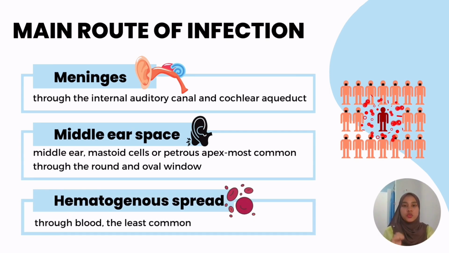Now, infection usually occurs by one of three routes. The first one is the meninges, which is through the internal auditory canal and cochlear aqueduct. The second one is the middle ear space, which is the extension of the infection from the middle ear, mastoid cells or petrous apex, most commonly through the round and oval windows. The third one is hematogenous spread, which is through the blood, and this is the least common route of infection.